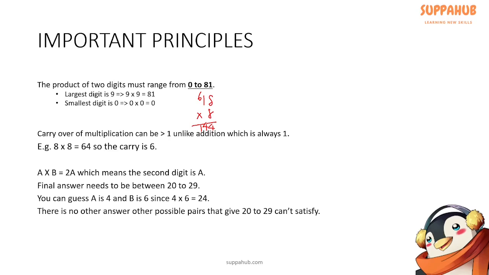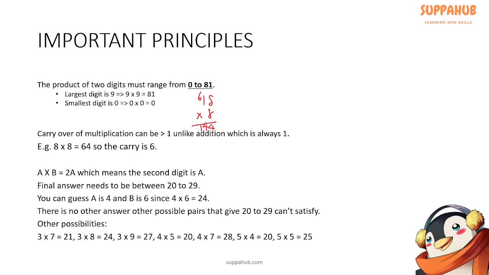There are no other pairs possible that satisfy between 20 and 29. If you look at other possibilities, it will not give you A. For example, 3 times 7 gives you 21, so the first digit is 2, but the second digit is not equal to A. And 3 times 8 equals 24; again A is 3, but the second digit is 4. So the only possibility is 4 times 6 in this case.